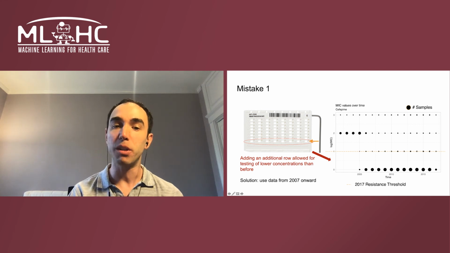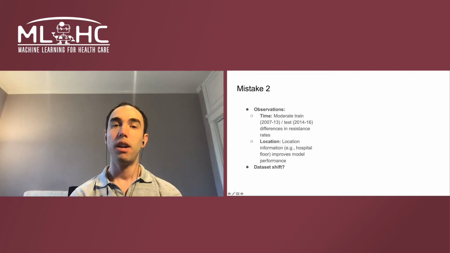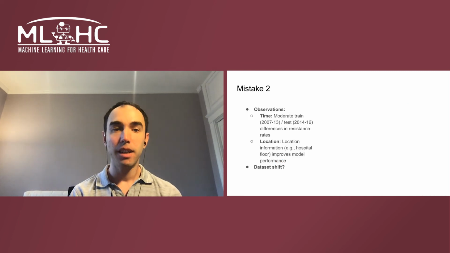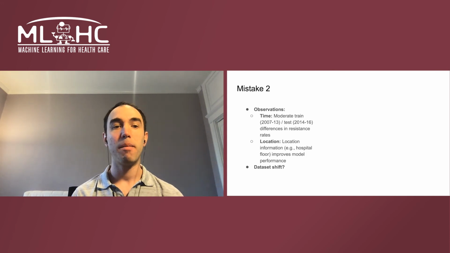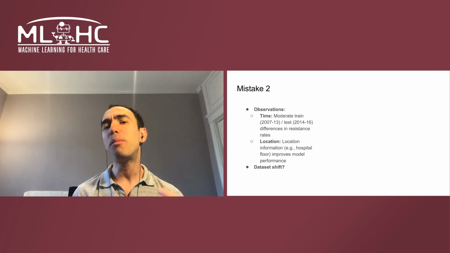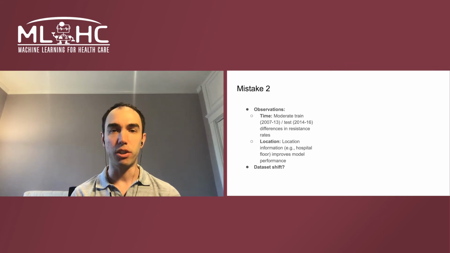And so the smallest observed log MIC decreased, which meant that previously all specimens were always above that value and thus labeled as resistance. In the second mistake, about a month later in our research, we noticed that there were some moderate differences in resistance rates between the training data and the testing window. We furthermore noticed that location, in particular the hospital floor, was a very predictive feature in our models, and that didn't at all align with our clinical intuition.